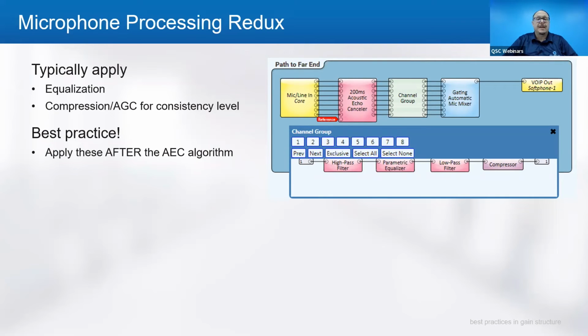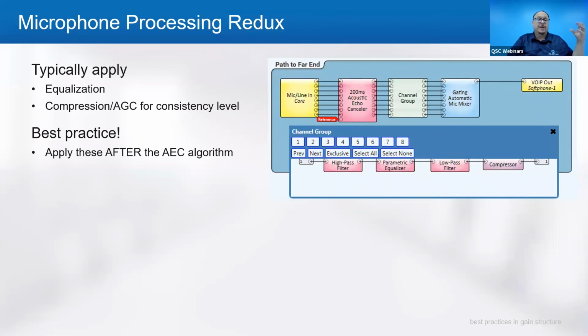Best practices say do not do any dynamics between the microphone inputs and the input to the echo canceller. We want that to hear as clearly as possible what we're seeing in there. Best practice, apply all of these after the AEC algorithm. And you'll see inside our channel group here, we have a high pass filter, a parametric, a low pass, and then maybe a compressor.